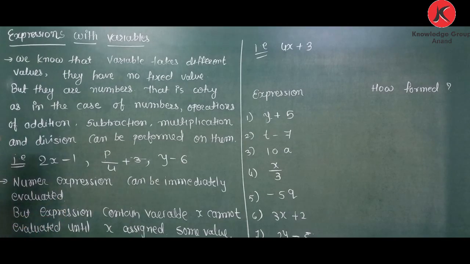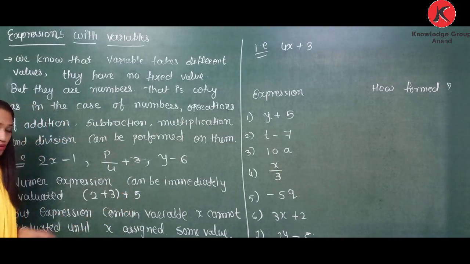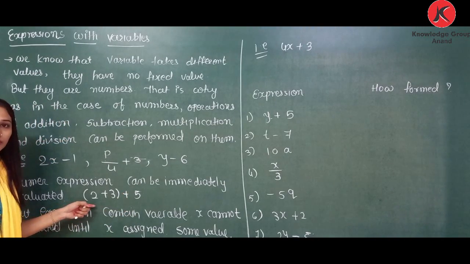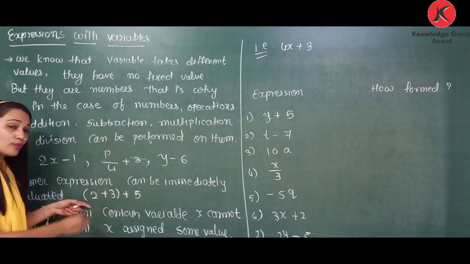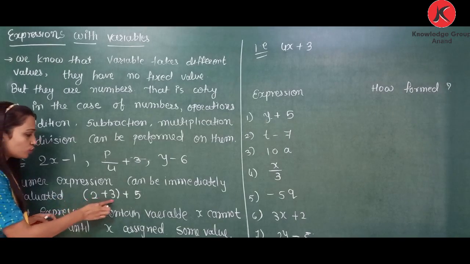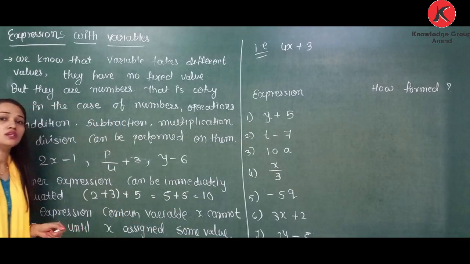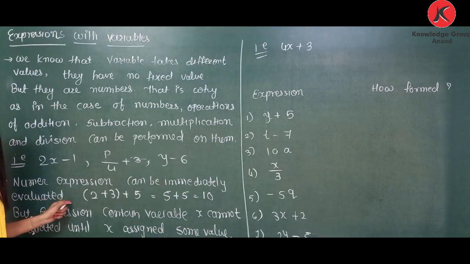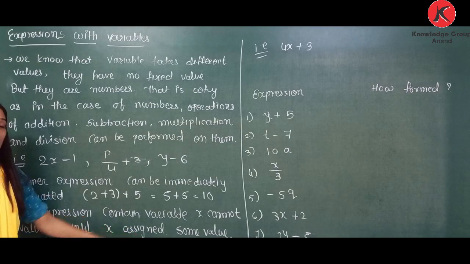A number expression means if we write 2 plus 3 plus 5, this is a numerical expression. Why? Because all are numbers. There is no variable in this expression. That's why it is a numerical expression. So how can we solve it? It can be easily solved. 2 plus 3 is 5, plus 5, that is 10. So it is immediately solved. We get an immediate answer. But if an expression contains a variable x, we cannot evaluate it until x is assigned some value.